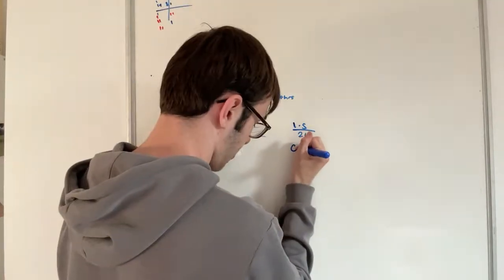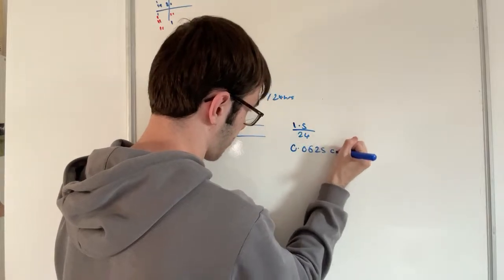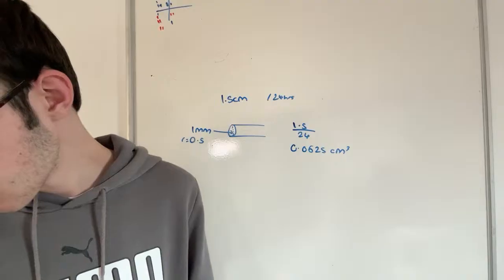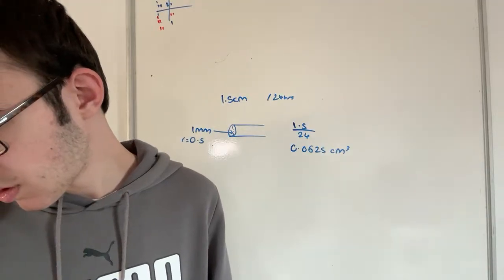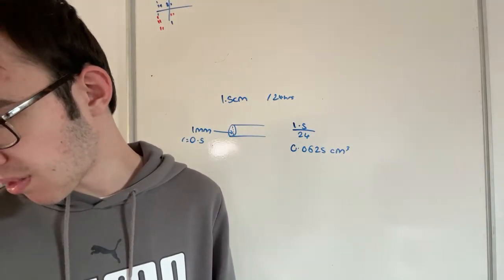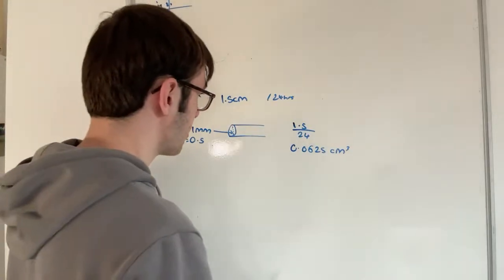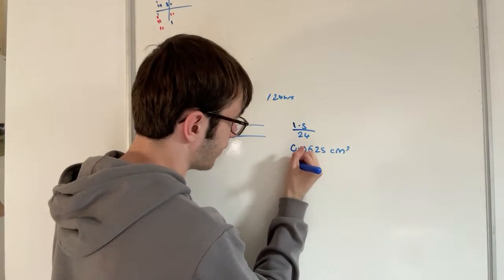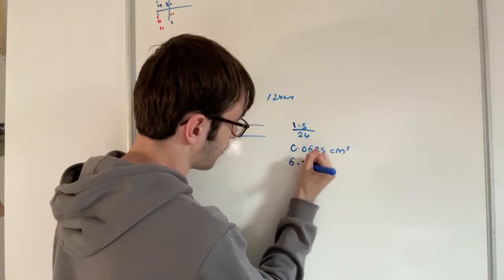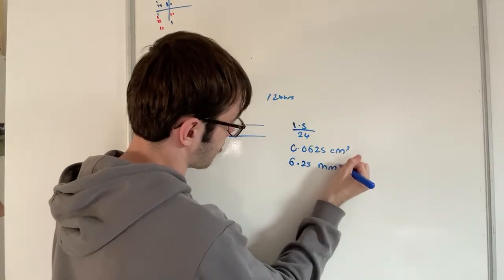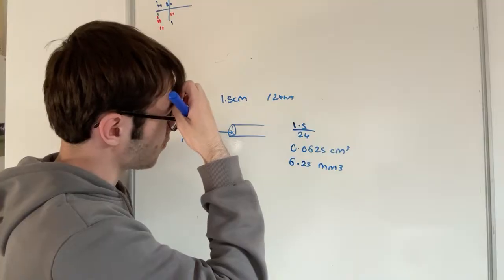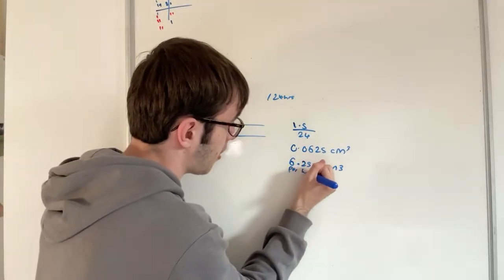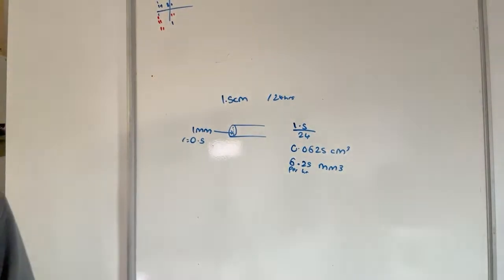We get 0.0625 centimetres cubed. The diameter was 1 millimetre, so we could convert that. Let's convert it this way. 6.25 millimetres cubed. That's how much gas was produced per hour. I don't know where you would go from there.